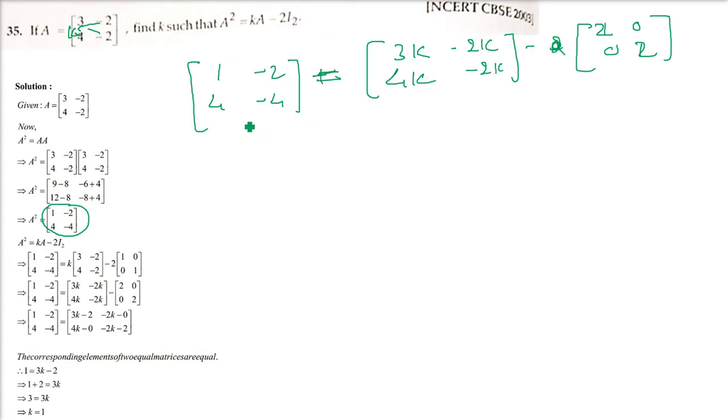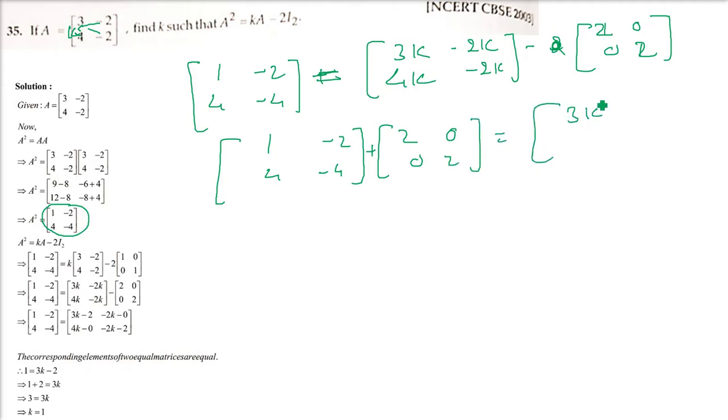Now I'm taking the right hand side value to the left hand side. This is 1 minus 2, 4 minus 4 already. So I'm adding it with 2, 0, 0, 2. And on the right hand side, it is going to be 3k. I'll write all the values, but we don't need all of these. We need just one of them. So now just take this, 2 plus 1 is 3k. You have to do all of these, okay? I'm just telling you k will be equal to 1.